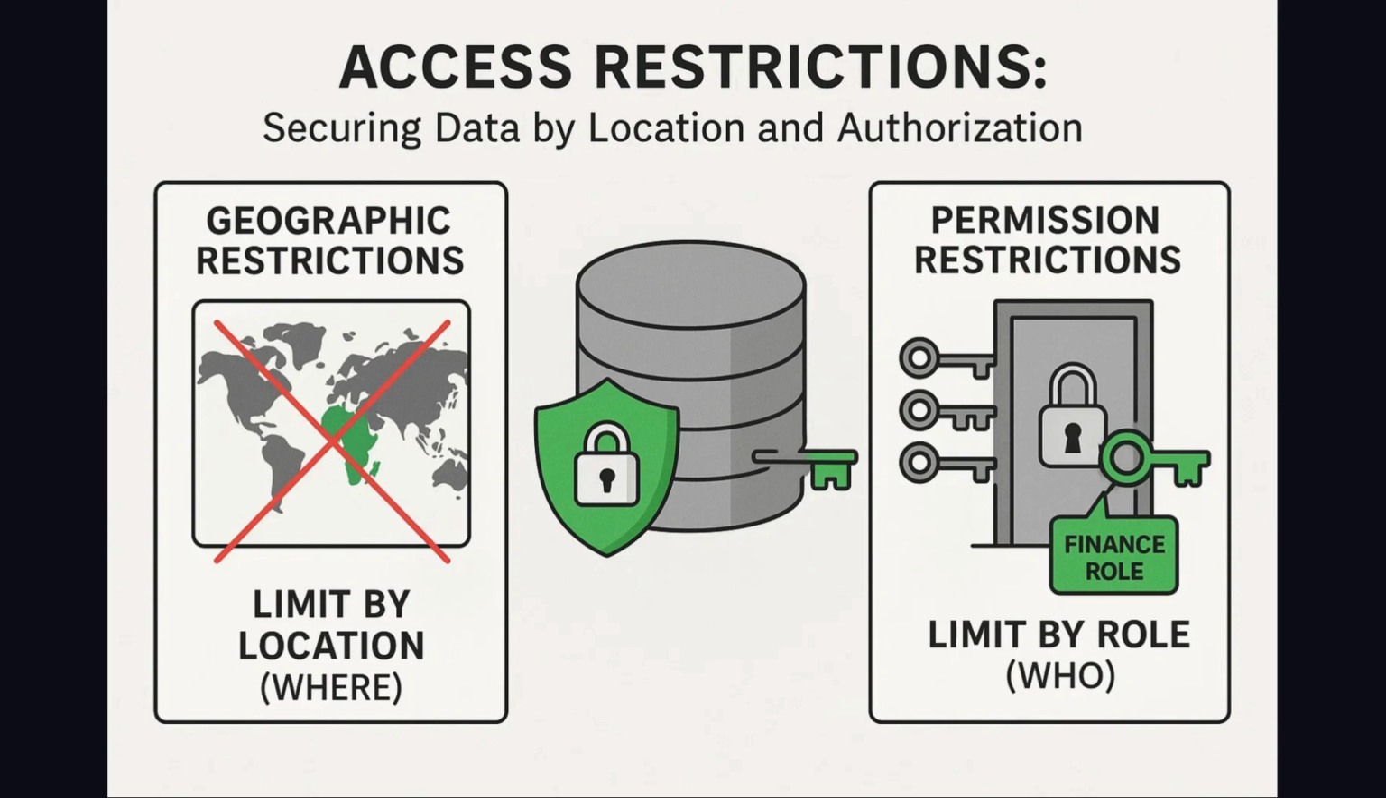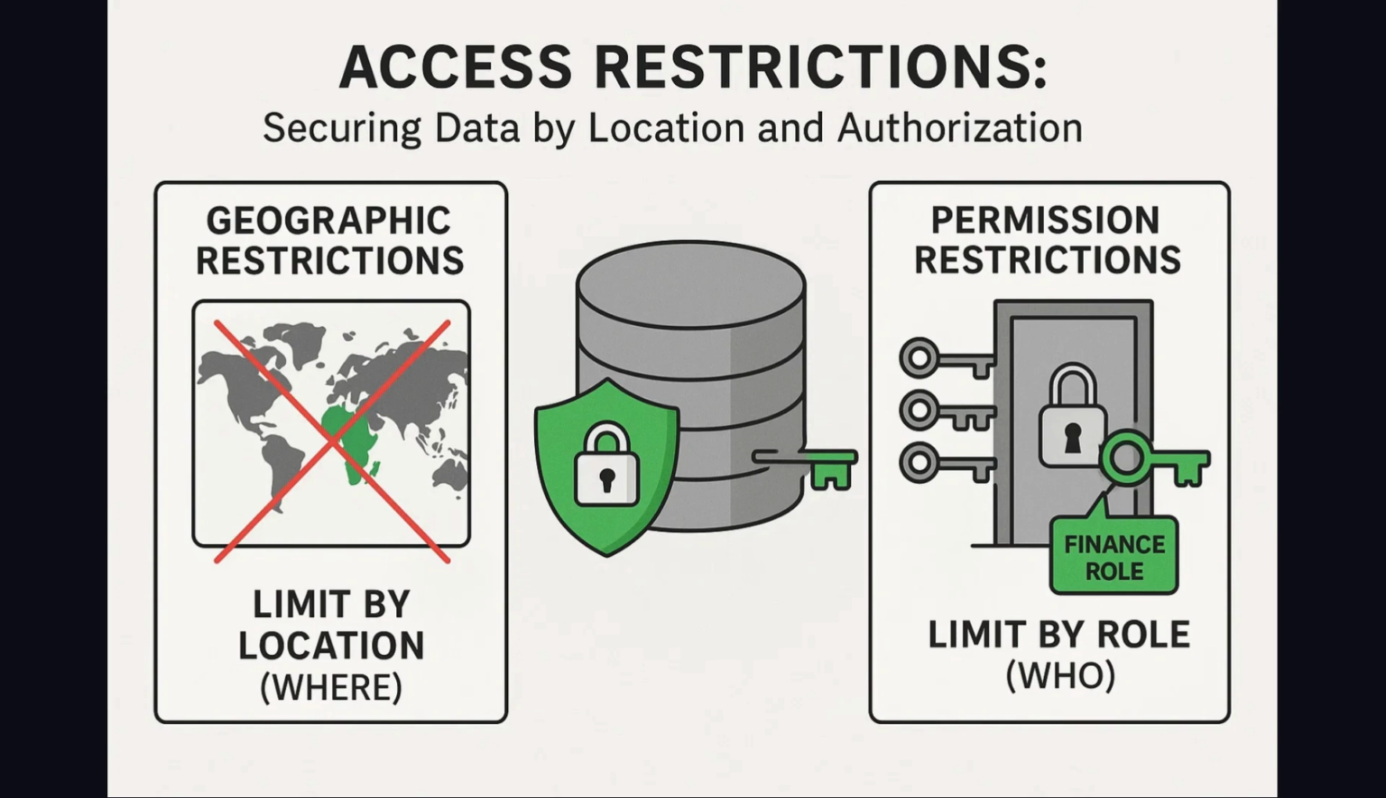We now move to access restrictions, which are fundamental security measures that limit who or what can access sensitive resources. Access restrictions help minimize the risk of data breaches by ensuring only authorized individuals and systems can reach sensitive information. There are 2 common types you need to know.